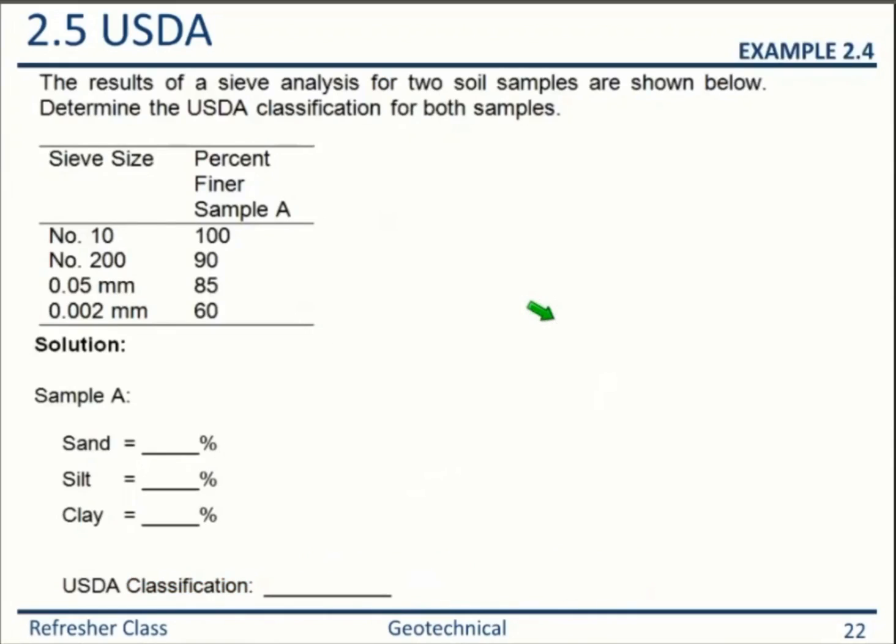Soil sample A, percentage passing number 10 sieve is 100, number 200 is 90, from 0.05 millimeter sieve is 85%, from 0.002 millimeter sieve is 60%. Okay, so in that case, can you give me the percentage of sand here? What is the percentage of sand?